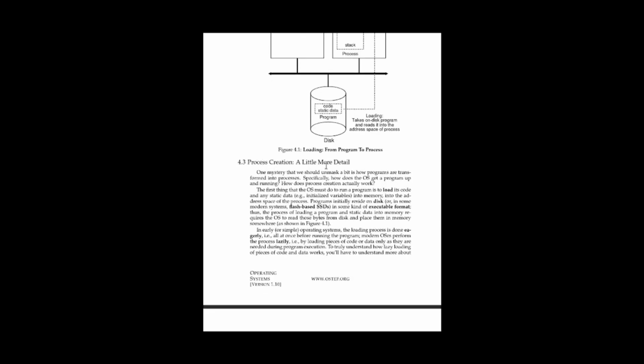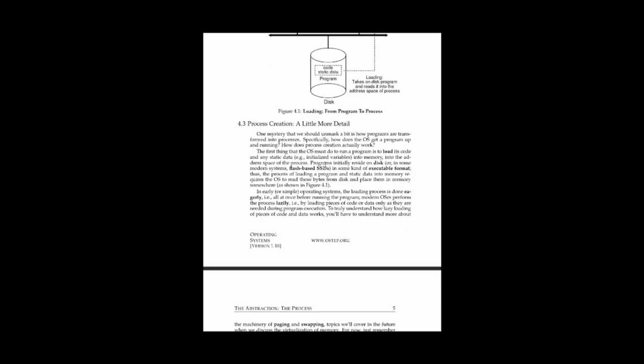4.3 Process creation, a little more detail. One mystery that we should unmask a bit is how programs are transformed into processes. Specifically, how does the OS get a program up and running? How does process creation actually work? The first thing that the OS must do to run a program is to load its code and any static data, e.g. initialized variables, into memory, into the address space of the process. Programs initially reside on disk, or in some modern systems, flash-based SSDs, in some kind of executable format. Thus, the process of loading a program and static data into memory requires the OS to read those bytes from disk and place them in memory somewhere, as shown in Figure 4.1.